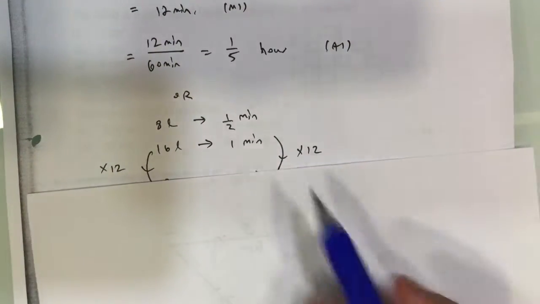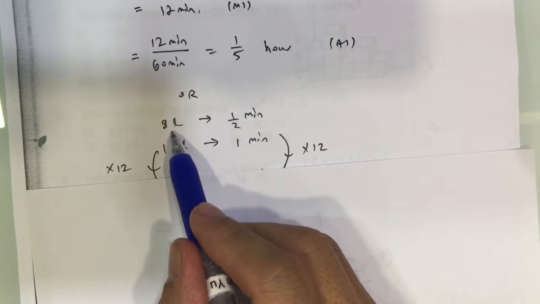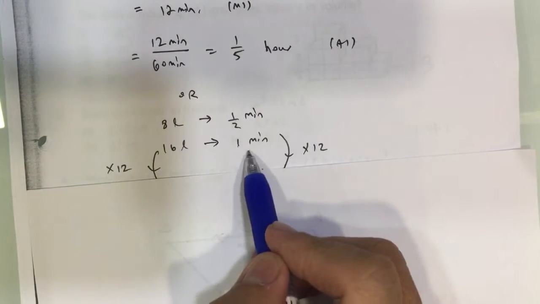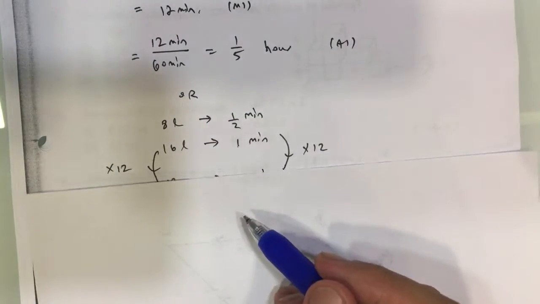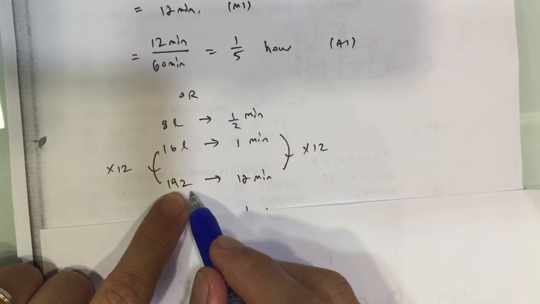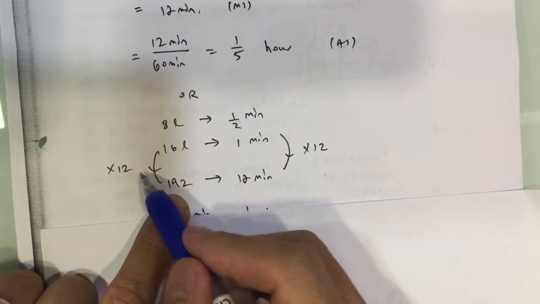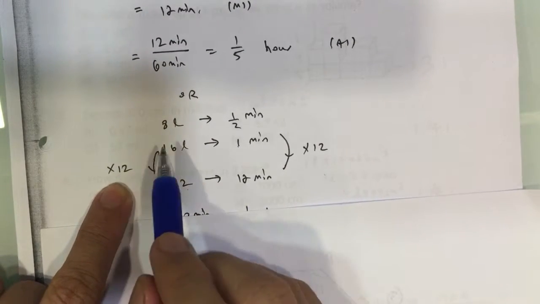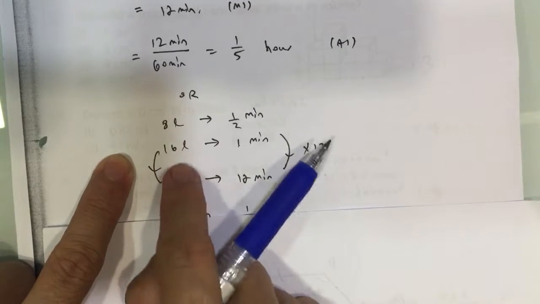Half a minute, 8 liters of water went in. If 1 minute, it will be 16. The capacity of the cuboid is 192. So 16 times will give you 192. So you need to work out this number. You can use calculator to help you. You take 192 divided by 16, you will get 12.